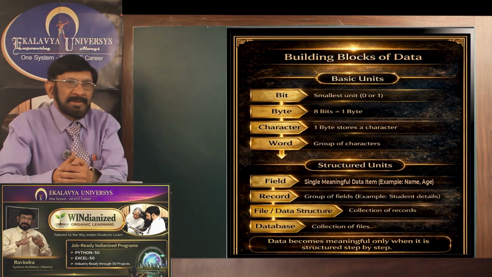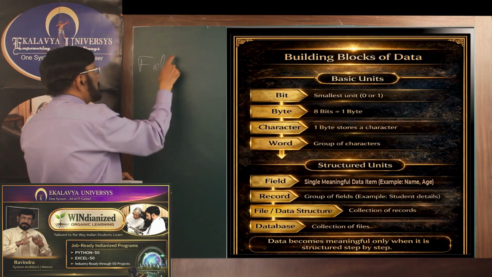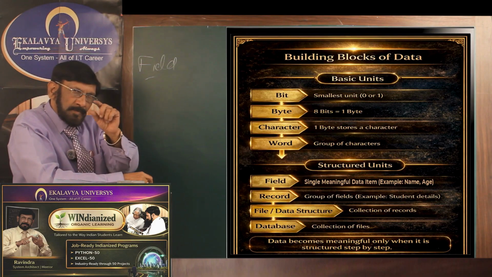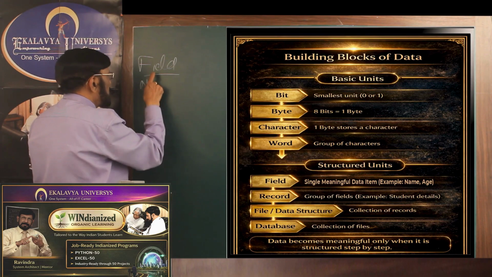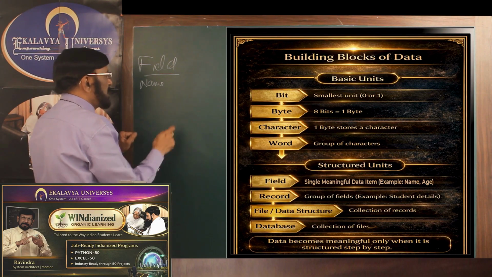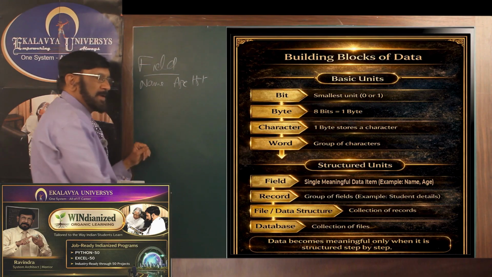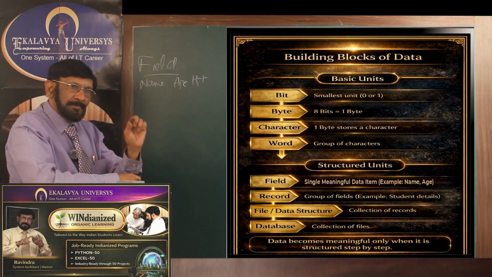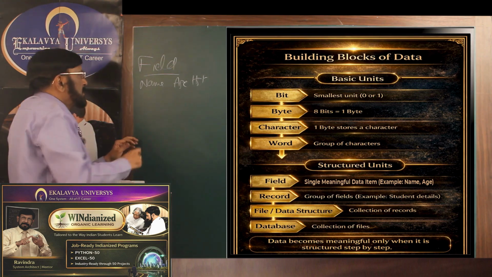Thereafter, I explain the structured units. The first one is field. Field represents a single meaningful data item. Suppose your name, it is a field. Your age, it is a field. Your height, it is a field. Your weight, it is a field. So every single meaningful data item is called a field. Thereafter, record.